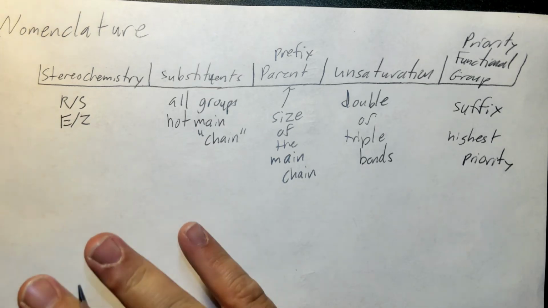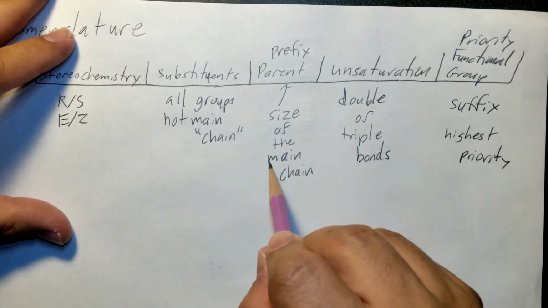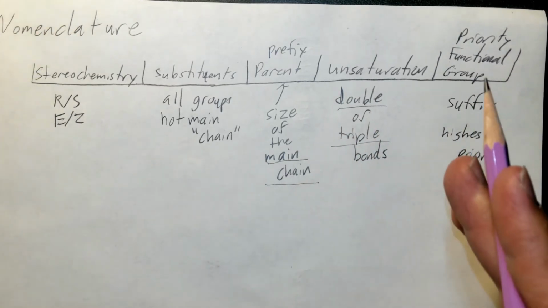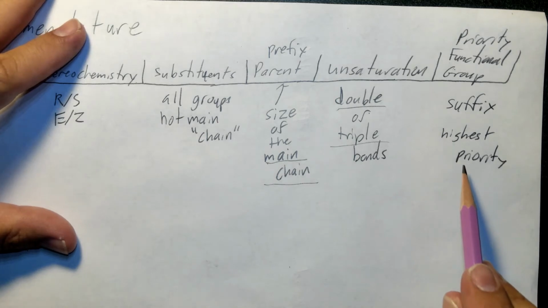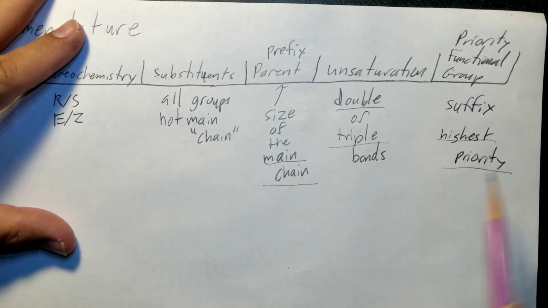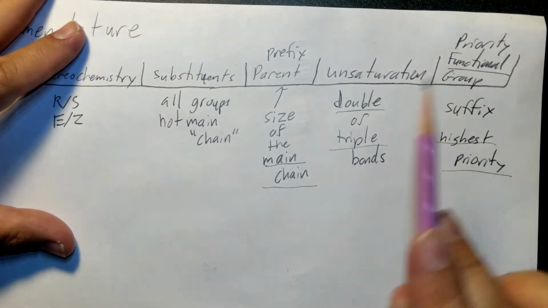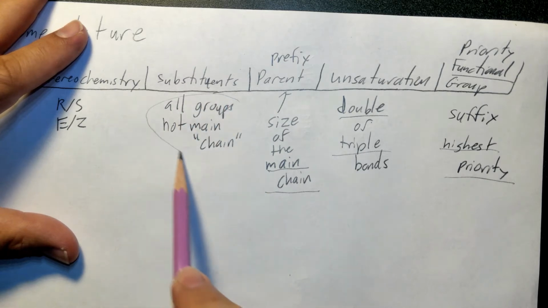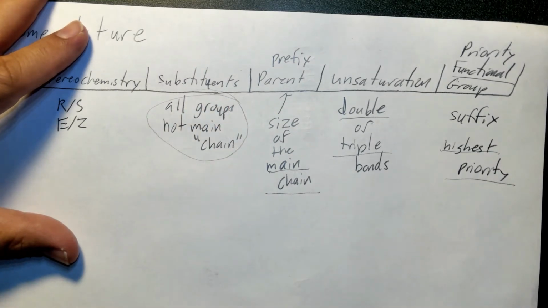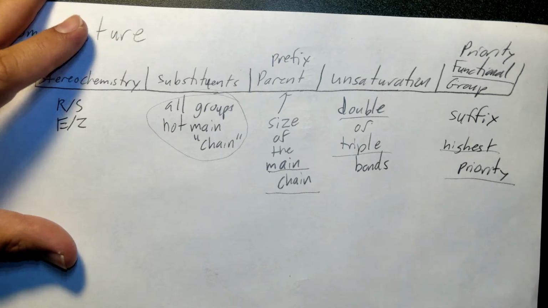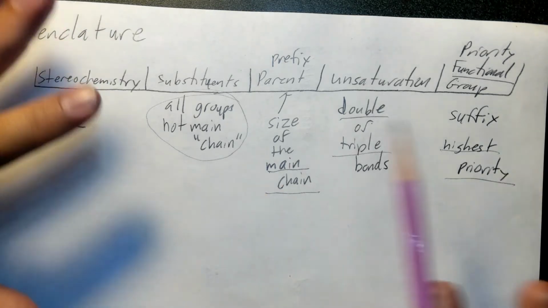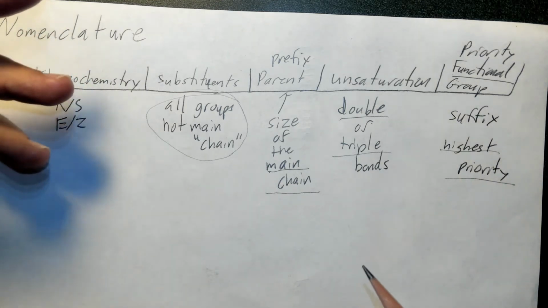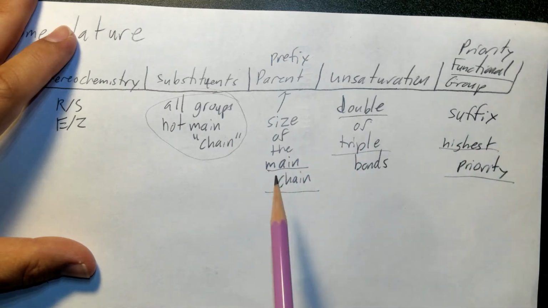So the key to naming is you have to be able to identify the main chain, find all the double and triple bonds if there's any present, and recognize what the highest priority functional group is. Once you do that, you can then identify what all the rest of the groups are that are not part of the main chain. And then once you recognize what all those pieces are, you then, from your memory, recall how you would name each of those pieces, and then you put them together as a name.